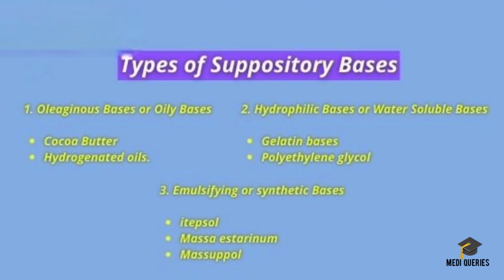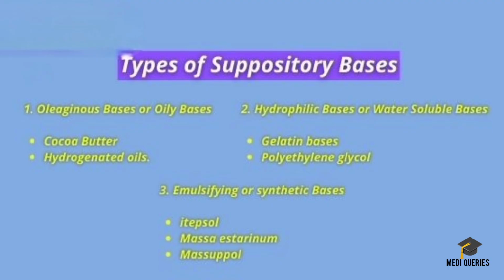And next one is the synthetic bases. For this, examples are Witepsol and fatty bases. So to overcome the cocoa butter's limitations, synthetic fatty bases like Witepsol are used in suppositories.